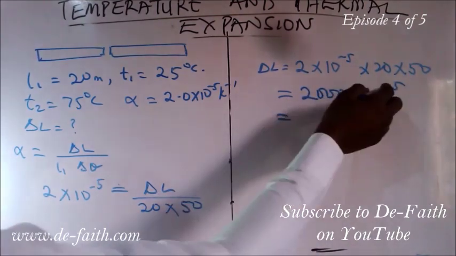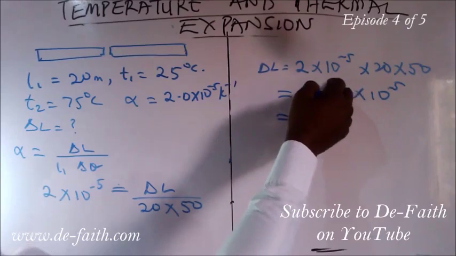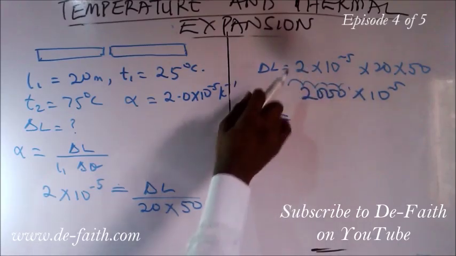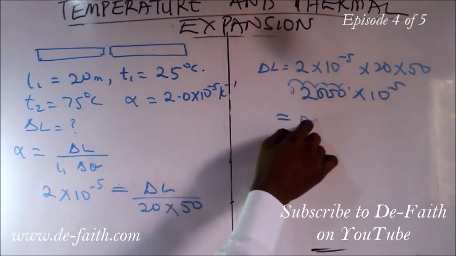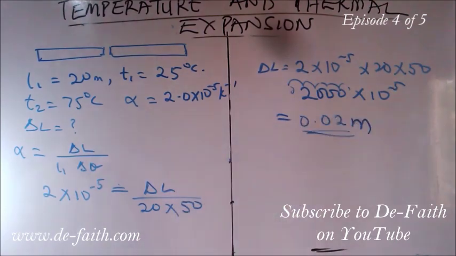So when we bring this minus 5 here, we move it 1, 2, 3, 4, 5 places. All right, so we have a 0 here, so we have 0.02 meter as the change in length.